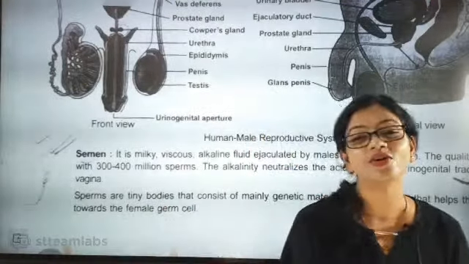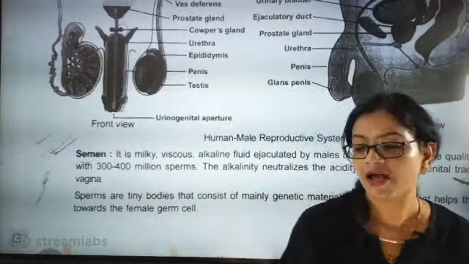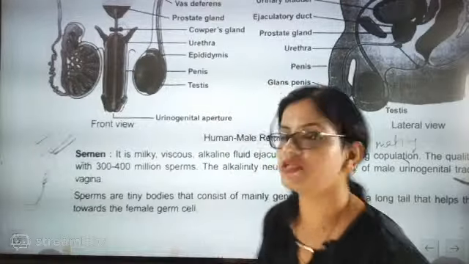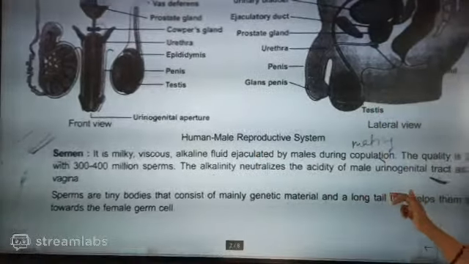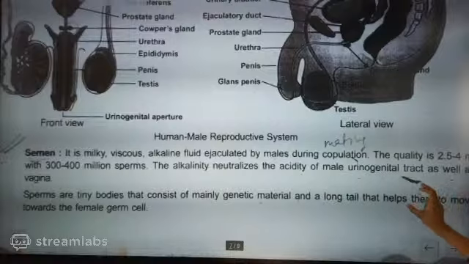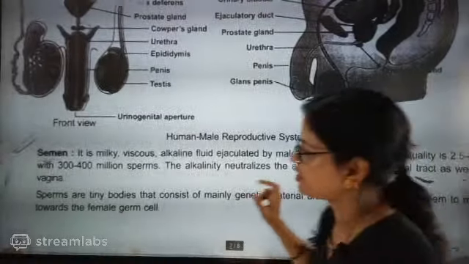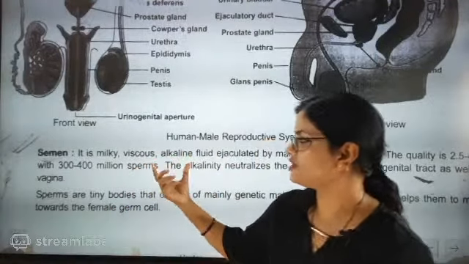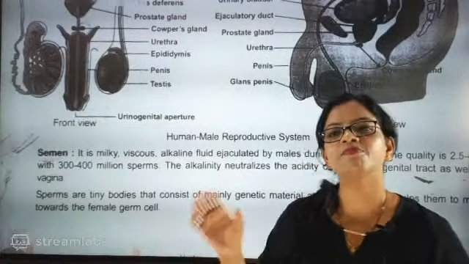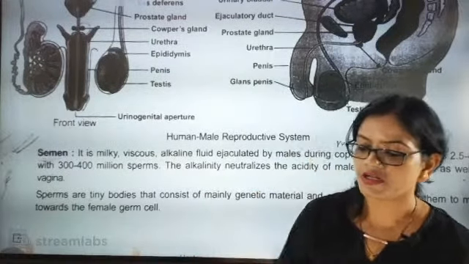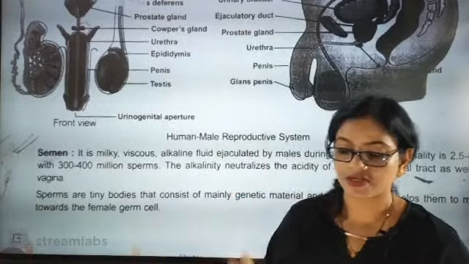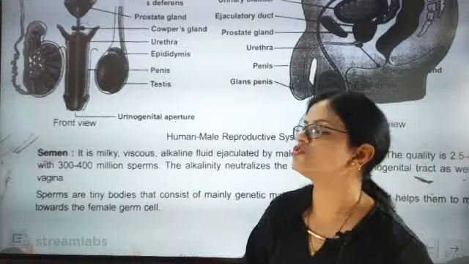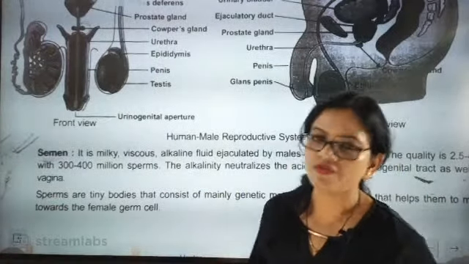So near about 300 to 400 million sperms are evacuated at the time of copulation, but only one succeeds. The alkalinity neutralizes the acidity of the male urogenital tract as well as the vagina. The vagina is the female reproductive part. So the alkalinity of the semen neutralizes the acidic part of the male reproductive organ, and it also neutralizes the acidic part of the female vagina.